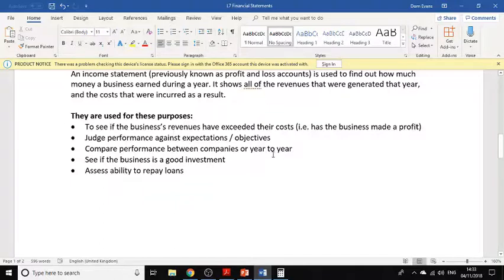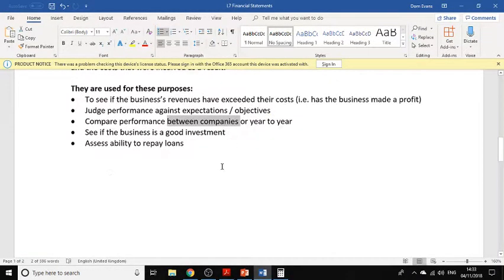So I'll show you an example of an income statement that goes from year to year. So in other words, looking at how that company performed in 2017 to how it performed in 2018. Or obviously you can look between rival companies. You can compare two different income statements.